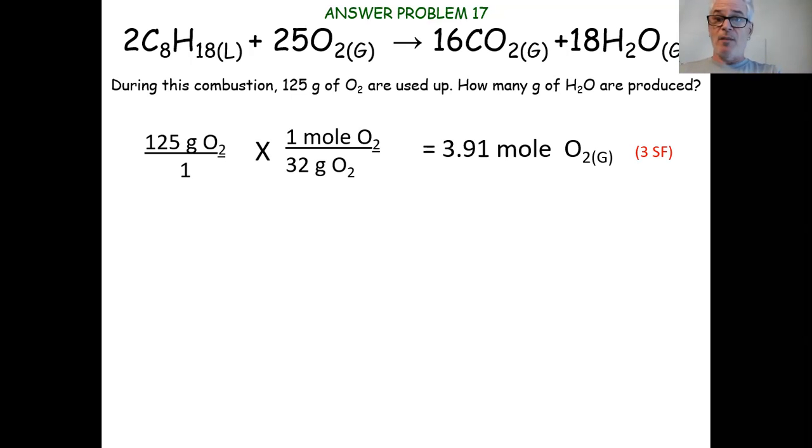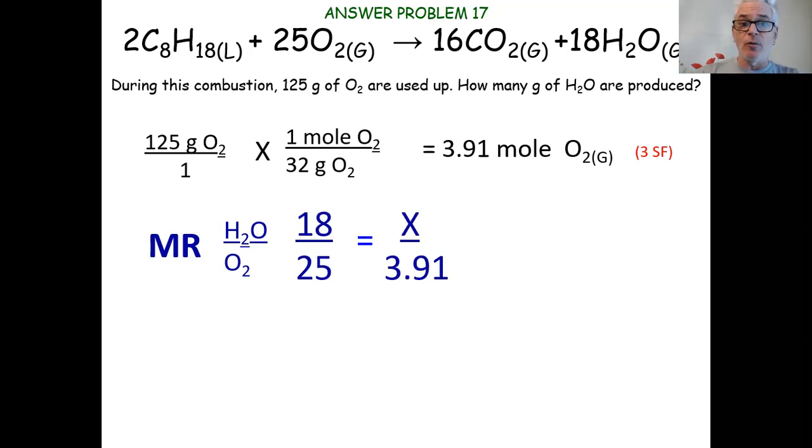Well, we have to do now a comparison of moles to moles called the mole ratio. We write mole ratio, and here, I don't know why I put the water on top and the oxygen on the bottom. It doesn't matter what's on top or what's on the bottom, as long as all the water numbers, in this case, will be on the top, and all the oxygen numbers will be on the bottom. Now, the water is an 18 to 25 ratio from the balanced chemical equation, but we don't know how many moles of water. We do know that we're going to have 3.91 moles of oxygen.